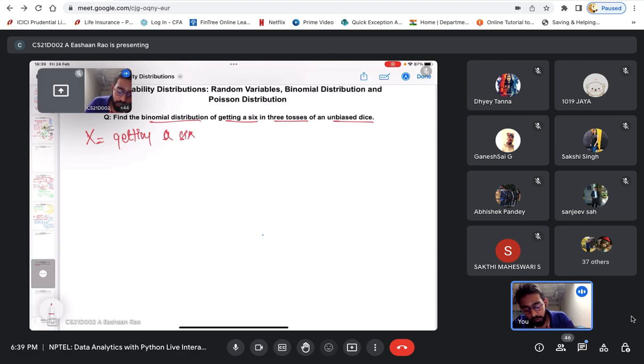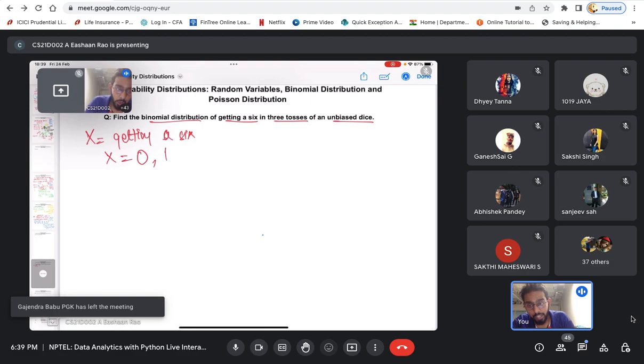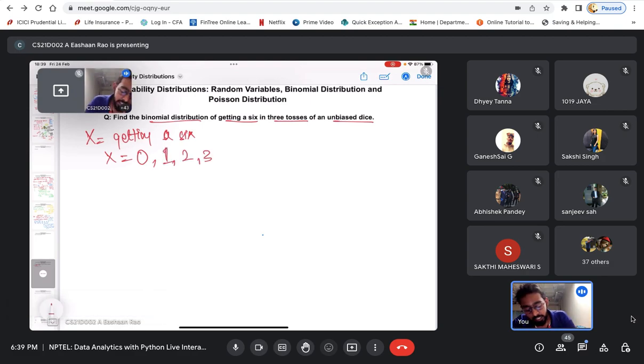Now I can get the 6 in 3 tosses. Either I may not get a 6 in any of the 3 tosses, or I may get a 6 in 1 toss or 2 tosses. I may get 6 one time, 2 times, or 3 times. So I am defining the random variable like that. Since I am doing 3 tosses, this will be my n.